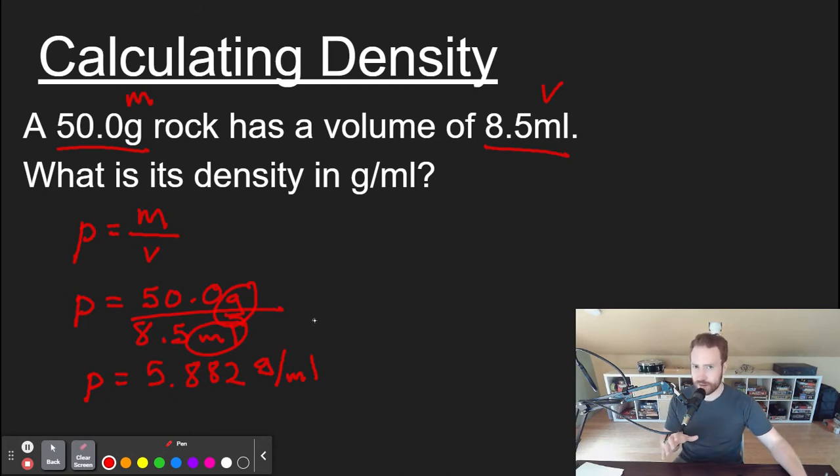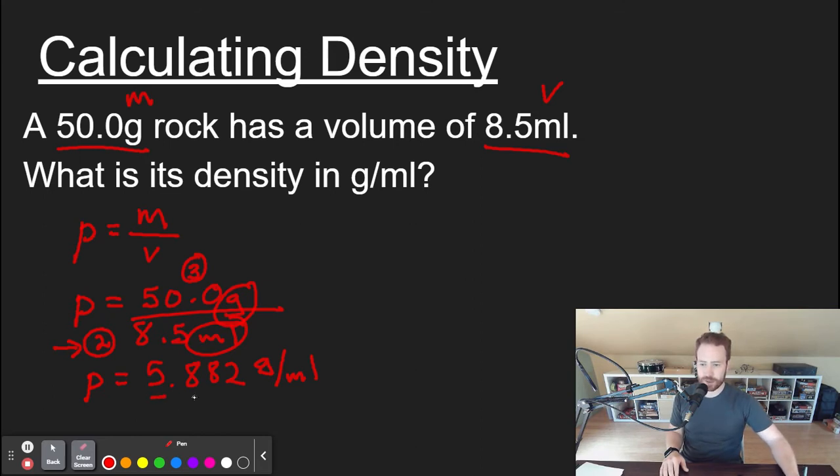The other thing that you may have forgotten about, but I'm going to remind you now, is significant figures. We have to think about significant figures anytime we do a calculation. When we divide numbers, remember that the answer that we get can have a number of significant figures equal to the original number with the least sig figs. So if we look at our original numbers, 50.0 has 3 significant figures. 8.5 has 2. That means we can only have 2 significant figures in our final answer.